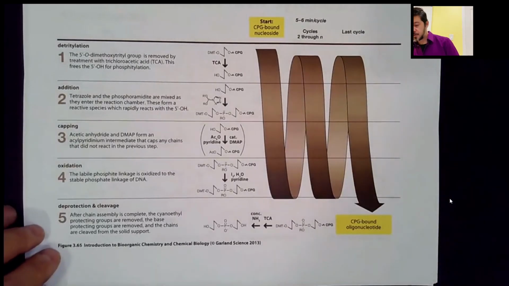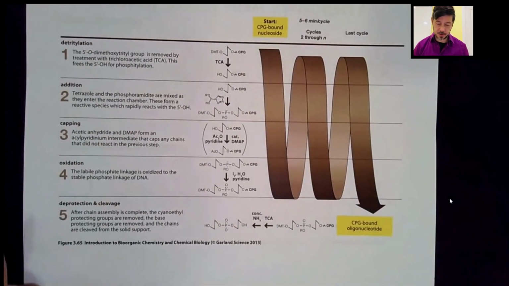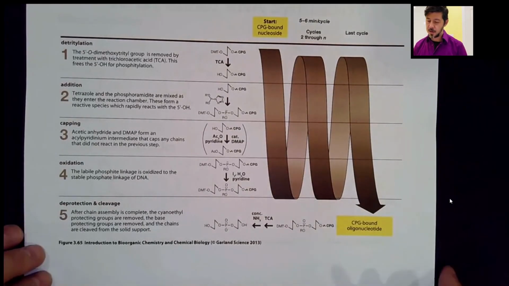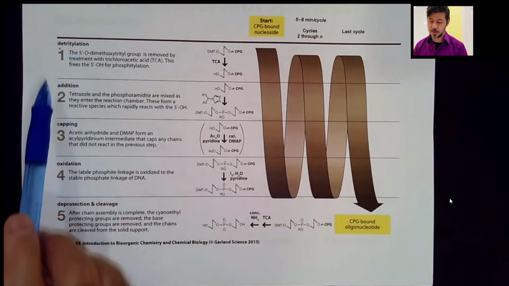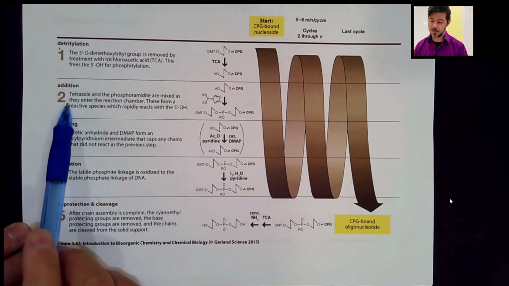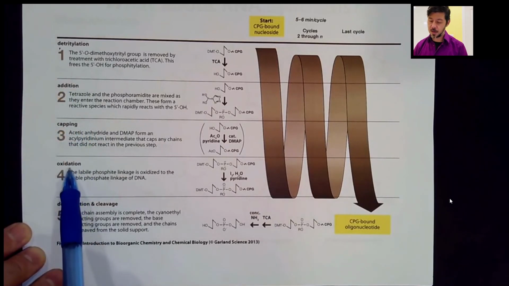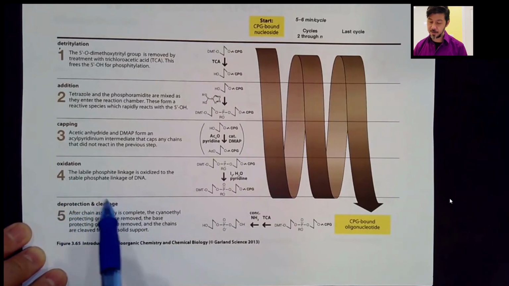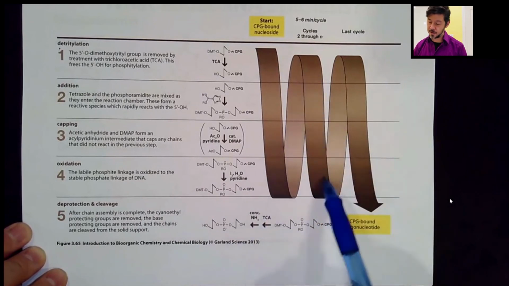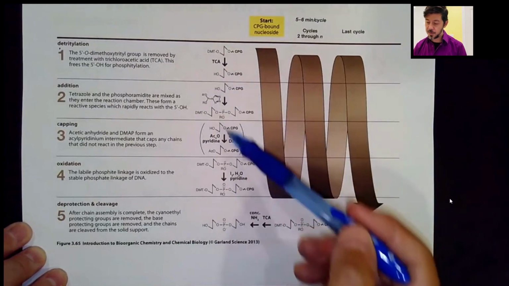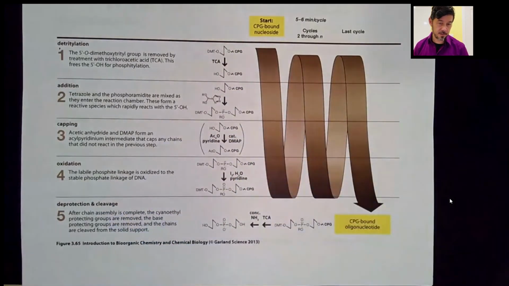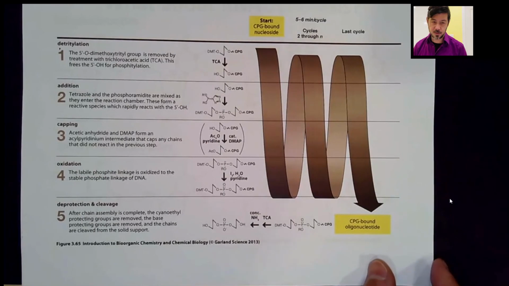This is another depiction. This is from your textbook, and this is just, again, another way to look at the cycle. So, again, it's the same type of thing, right? Detritylation, step 1, addition or coupling, step 2, capping, step 3, oxidation, step 4, okay, and then deprotection, and then if you're done, then you cleave it, okay. But you can see here that it's sort of a cyclic fashion here. Okay, so definitely go through this so that it makes sense. It's just drawn a different way from the other cartoon that I showed.